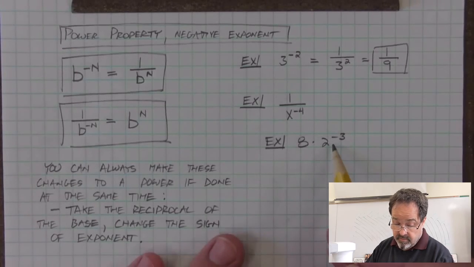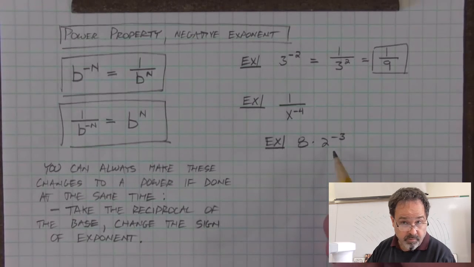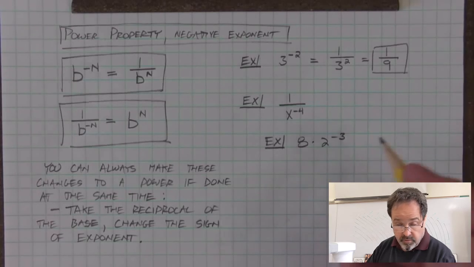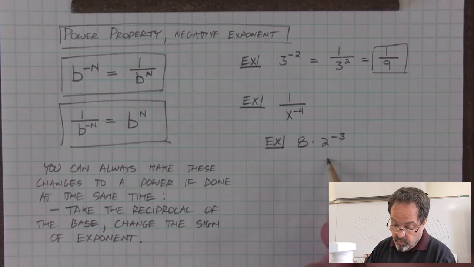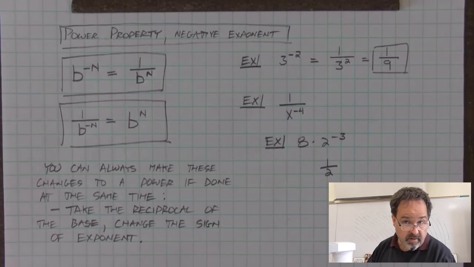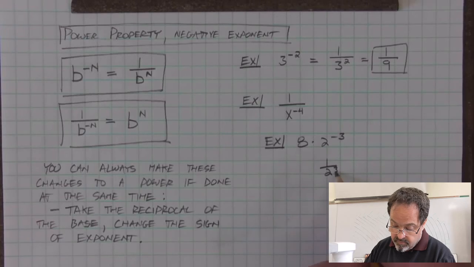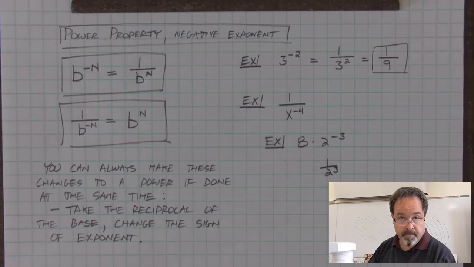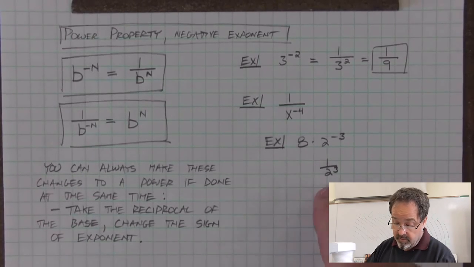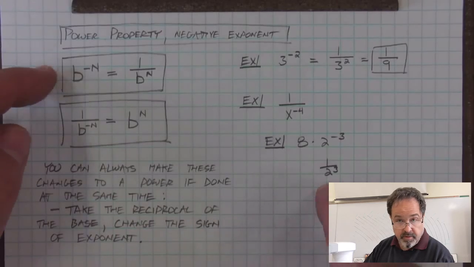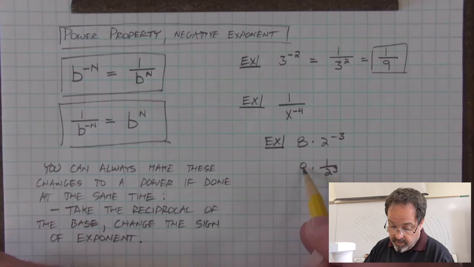I'm going to deal with this negative exponent by taking the reciprocal of the base. The base is 2, so the reciprocal of 2 is 1 over 2, and changing the sign of the exponent. It was negative 3, I'm going to show it as positive 3. I've done those two things at the same time. I've used this power property, and I'm still multiplying by 8.